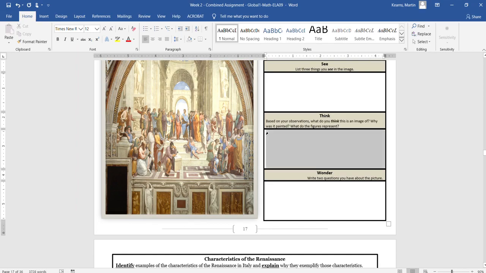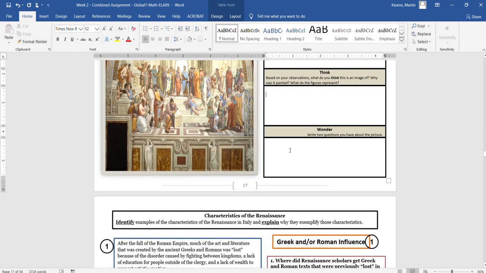Now the text is going to be small here when you're typing, so you'll be able to fit probably about 11 lines. But if you need more space, you can email us and let us know in the email the rest of your answer, okay? Wonder, write 2 questions about the above picture, okay? 2 questions that you have about the picture here.